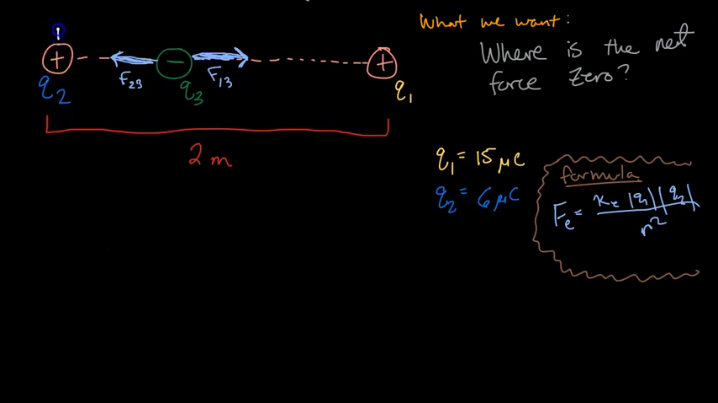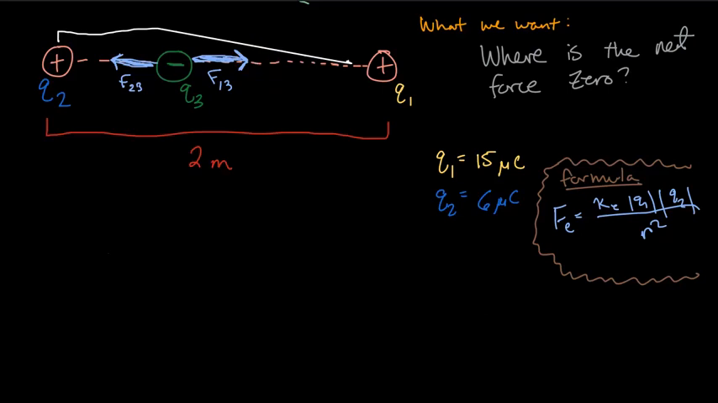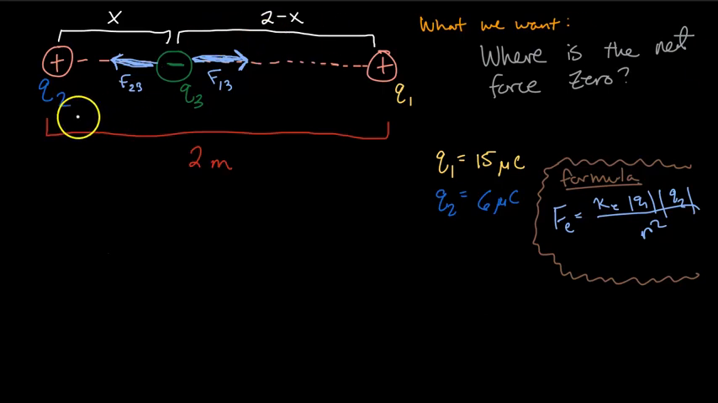And just to simplify things, we will label a little bit more of these. So from charge 3 to charge 2, we will label that X. And then from charge 3 to charge 1, we can label that 2 minus X. And we're labeling it 2 minus X because it is this 2 meters down here minus this X. And then we get this. And that is one quantity.